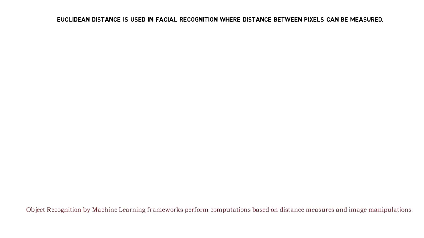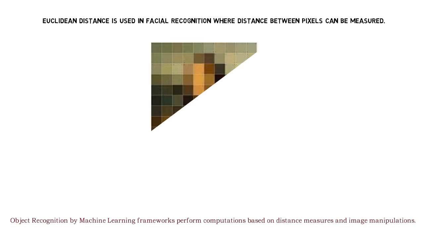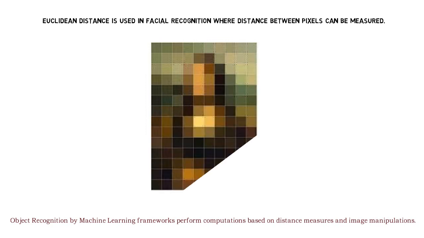Object recognition by machine learning frameworks performs computations based upon distance measures and image manipulations. We will in this section learn about some approaches that are used for this purpose. Consider the image of Mona Lisa shown here.